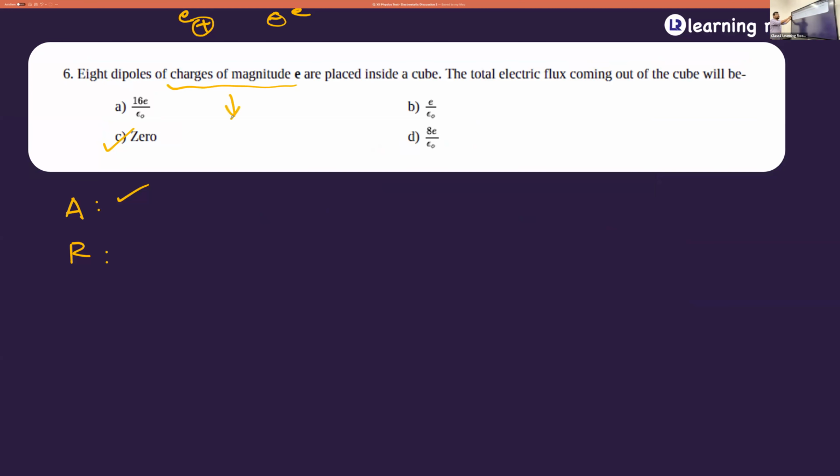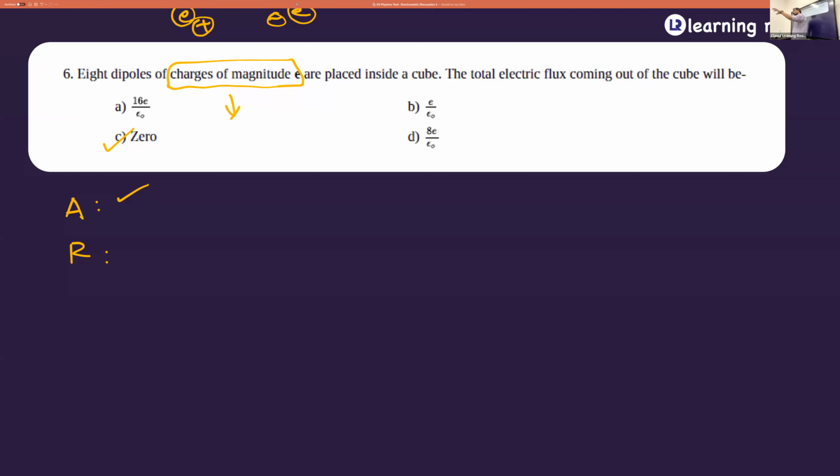Yes. When they say charges of magnitude E, positive charge has magnitude E and negative charge also has magnitude E. That is the meaning. So don't get carried away literally by the statement, thinking that the sum of the charges will never be zero. If you see the dipole moment's definition, what did we state? It is a product of the magnitude of either of the charges and the distance of separation. So 8 dipoles of charge of magnitude E means this is E and this is also E.